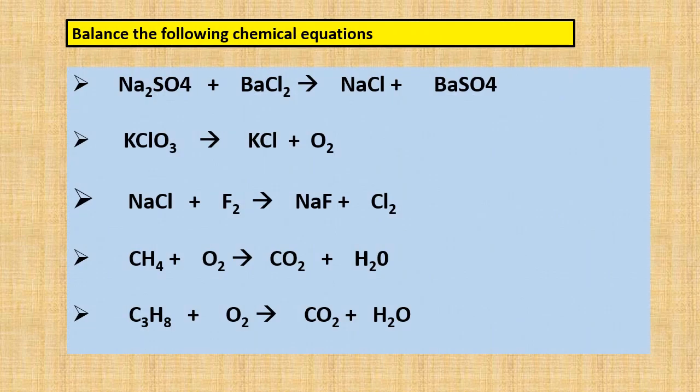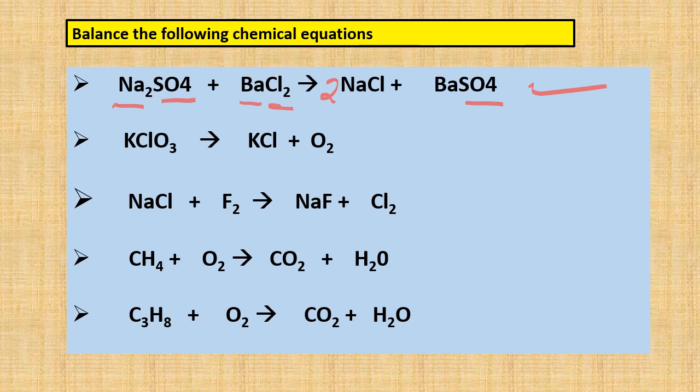Chemical equations. The first equation is Na2SO4 plus BaCl2, which gives NaCl plus BaSO4. First, look at the polyatomic ions. Sulfate ion is the polyatomic ion, which is already balanced. So now go to the next ion, sodium ion. In order to balance sodium, we need to put 2 in front of NaCl. Now there are 2 chlorine atoms in the product side, which is already balanced in the reactant side. If you go to the case of barium, it is also already balanced. So this is the balanced chemical equation.